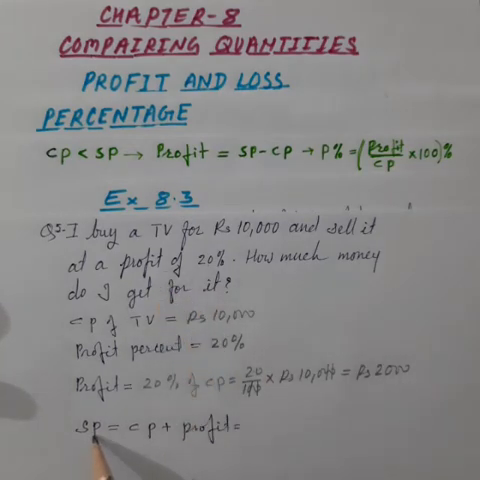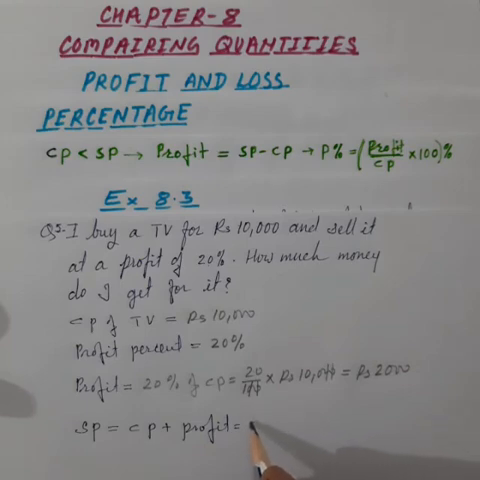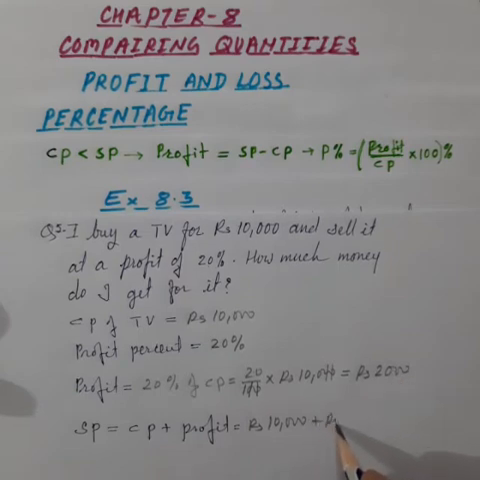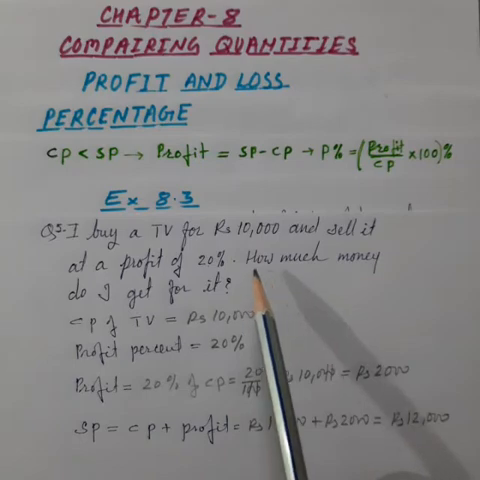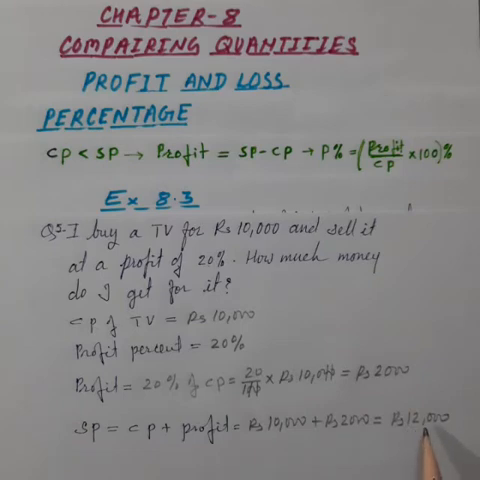For finding out the selling price, we have to add profit to the cost price. So cost price is rupees 10,000 and the profit is rupees 2,000. So selling price is rupees 12,000. The question is, how much money do I get for it? So the answer you can write: I get rupees 12,000 for it.